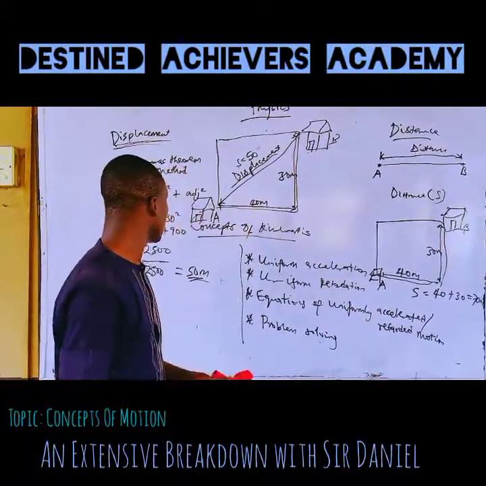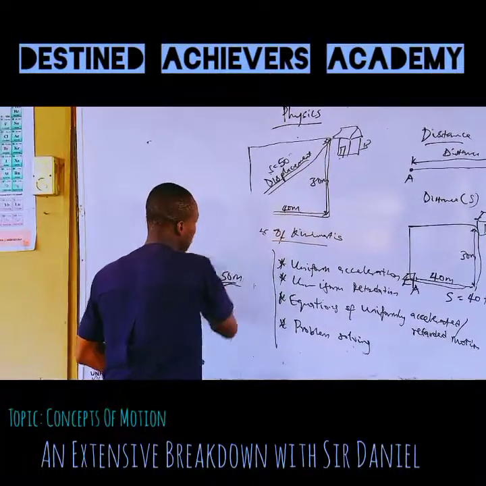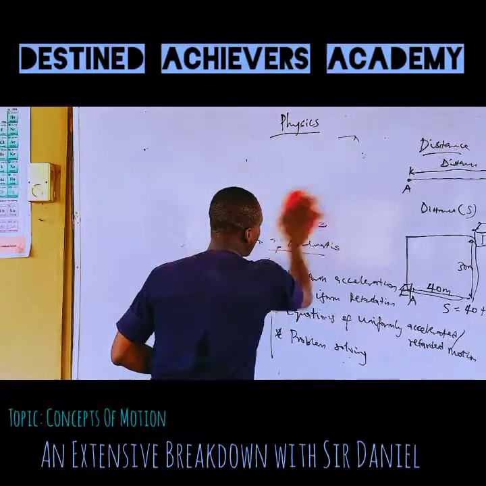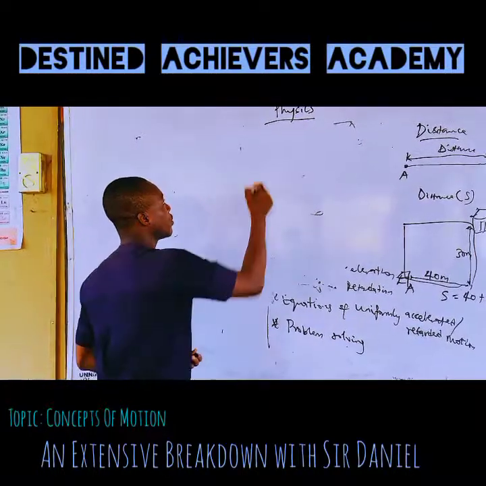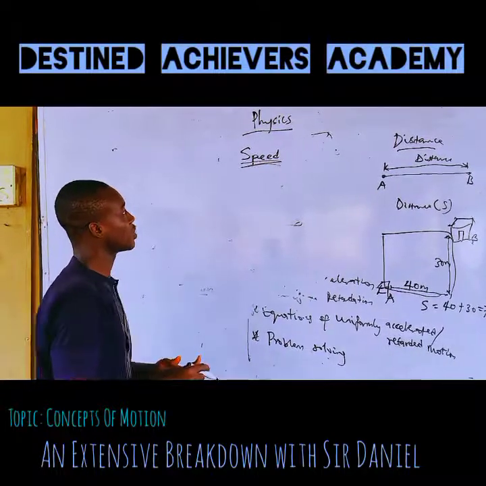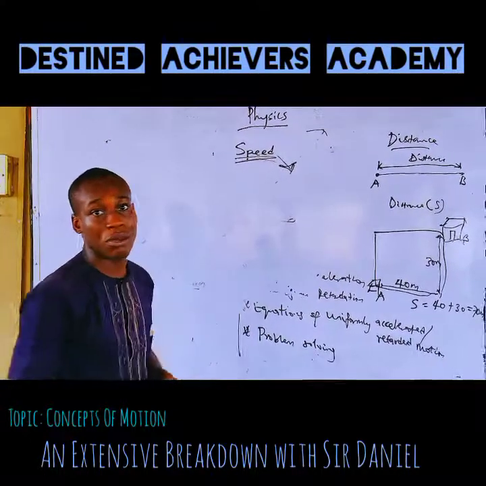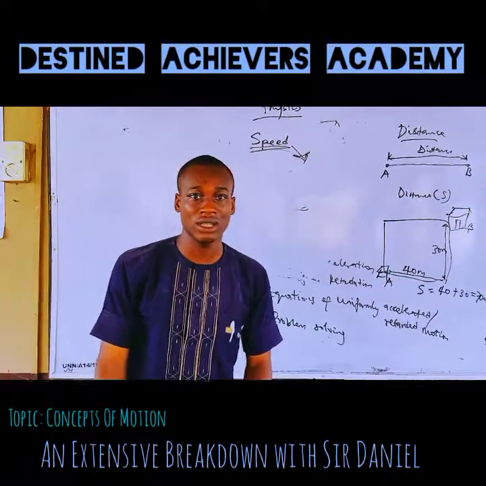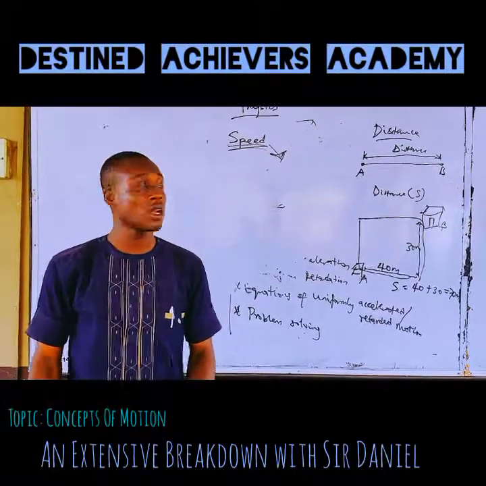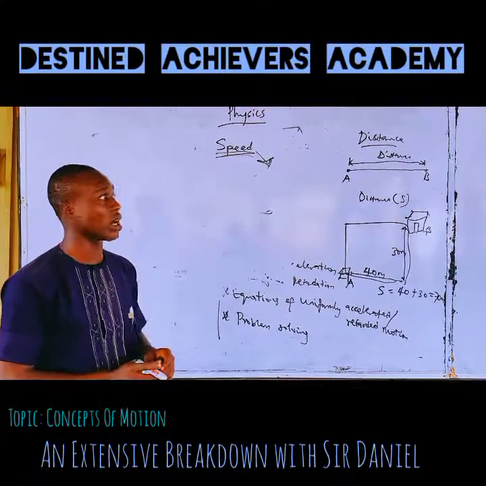Okay, let's move into the next concept. You know that after displacement, the next concept we have there is what? We have speed. I can say that speed is a parameter you can use in measuring distance with respect to time. It is a parameter you can use to measure distance with respect to time.